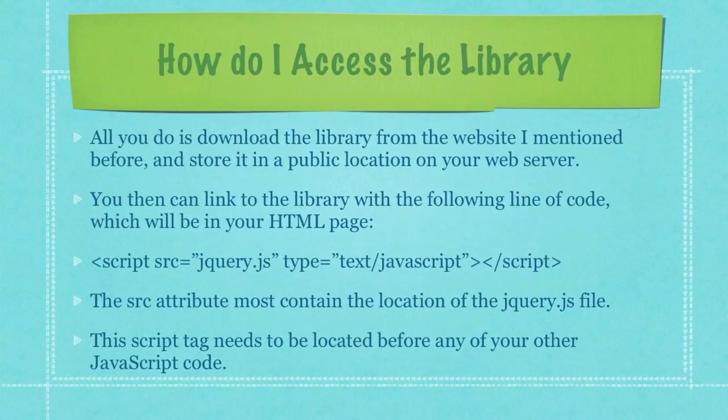So how exactly do you access those functions in the library? All you do is download the library from the website I mentioned before and store it in a public location on your web server. You then can link to the library with the following line of code, which will be in your HTML page. The source attribute must contain the location of the jQuery.js file, and this script tag needs to be located before any of your other JavaScript code.